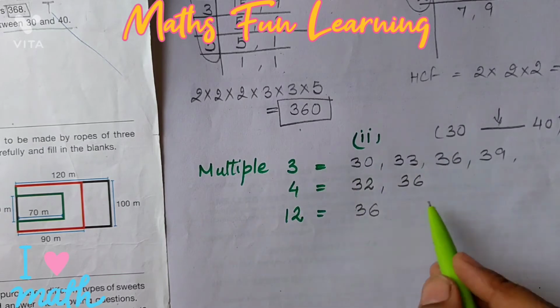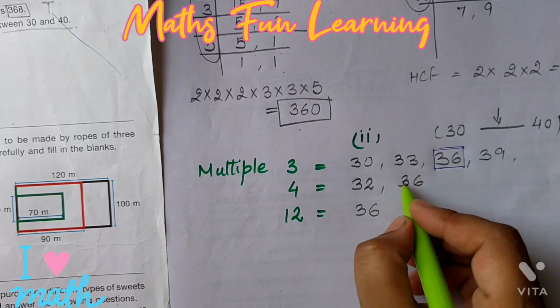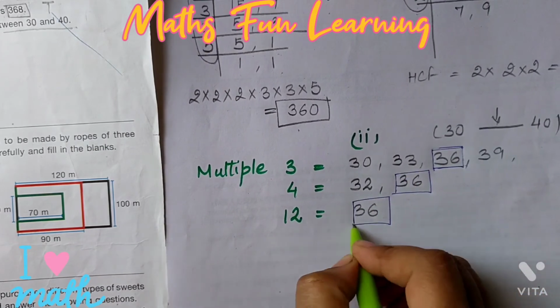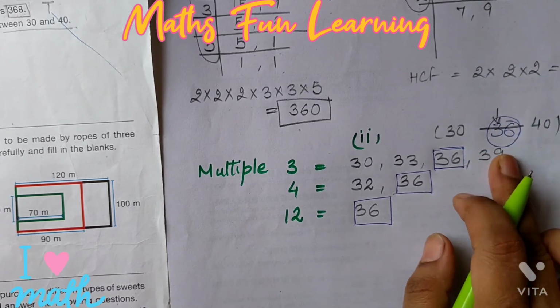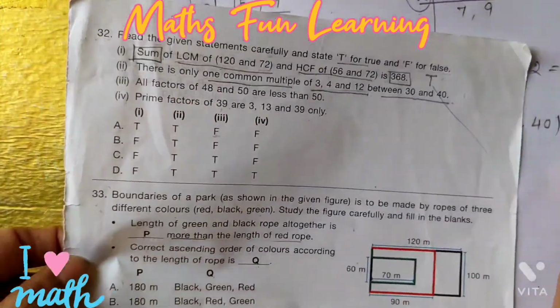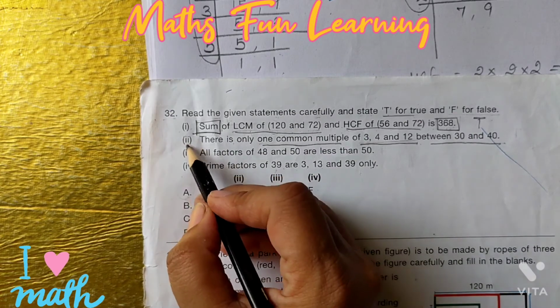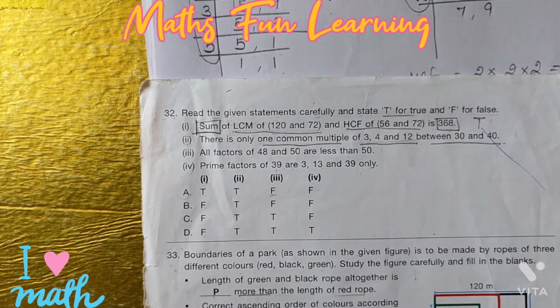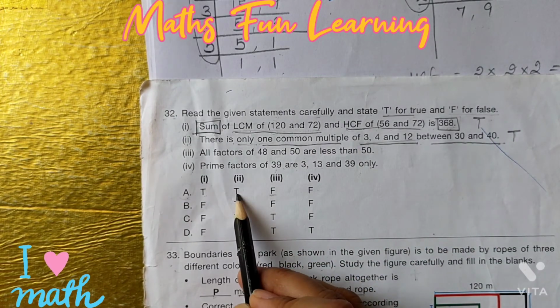Now find out any common multiple. Yes, I found 36, which is the common multiple in all the numbers. So 36 is the only common multiple between 30 and 40, right? So in part 2, yes, that is true, because it said there is only one common multiple. That means that is true. The second part in A is said to be true. So these two are correct.